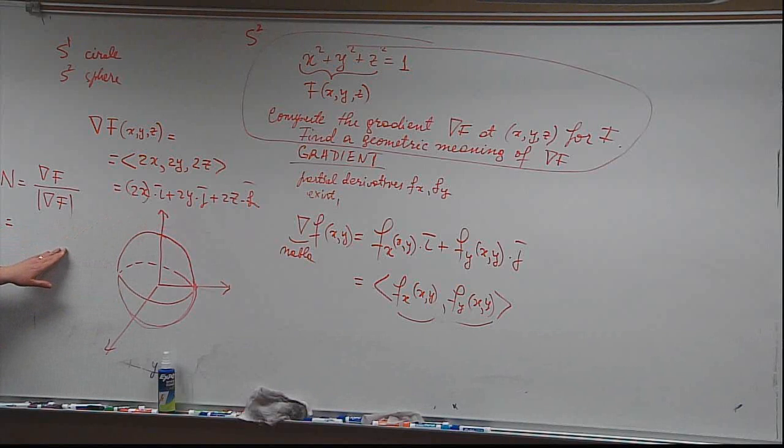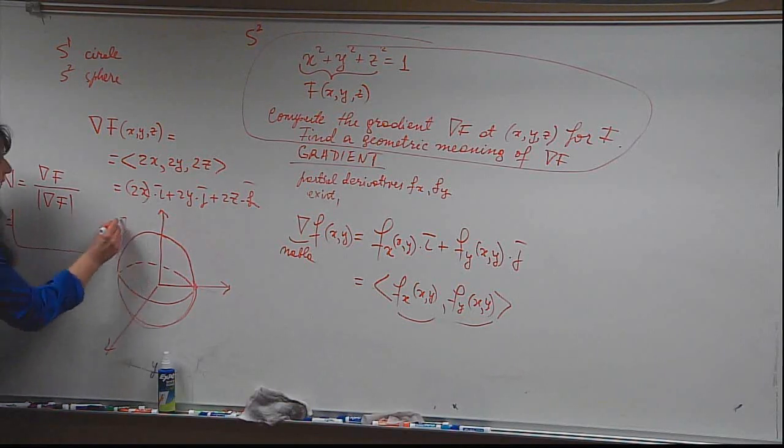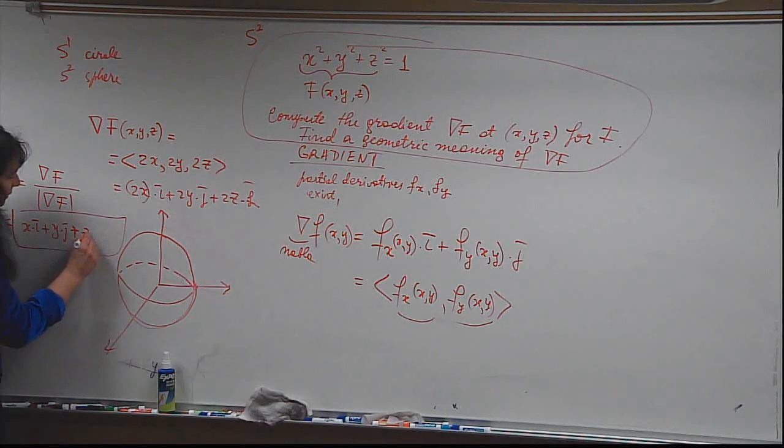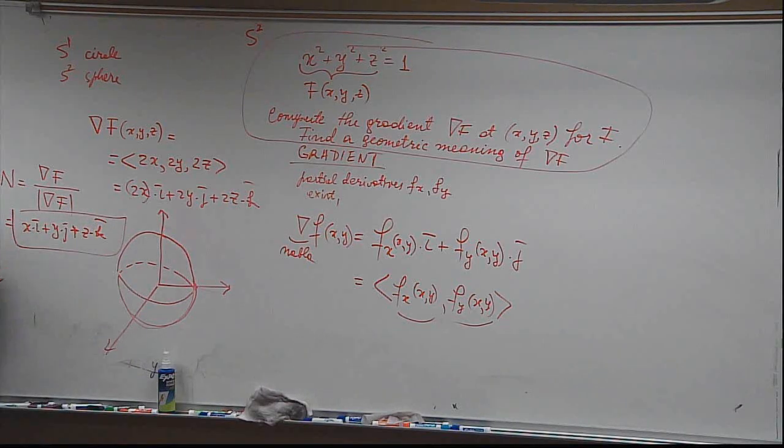You divide by the square root of 2 for the i component. x plus y plus z. Say it again. Somebody gave me x plus y plus z. Xi plus yj plus zk. Not x plus y plus z, because that would be a mistake. It would be a scalar function. Attention, it has to be a vector.